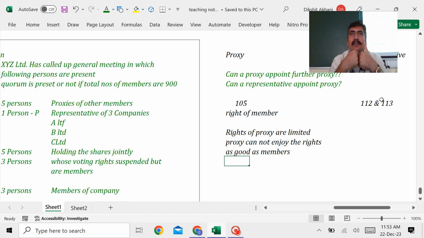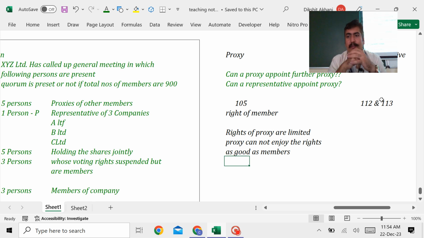If you are my agent, you cannot appoint another agent without my consent. So same thing is coming like this. If I have appointed a proxy, I do have a right because I am the member. But you cannot. The reason is you are not a member. You cannot enjoy the membership rights.